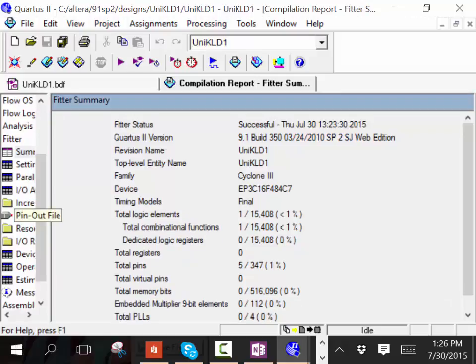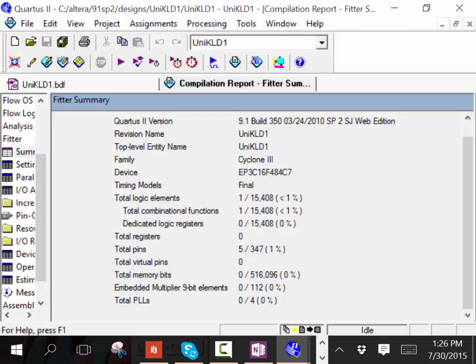Compilation fitter. Now, as we look at this particular one right here, we can see that I'm using less than 1% of the chip. This particular part has 15,000 logic elements. I'm using less than 1. So this particular chip will do a lot. Out of 347 pins, I'm using 5: 4 inputs and 1 output. So I'm using 5 pins.